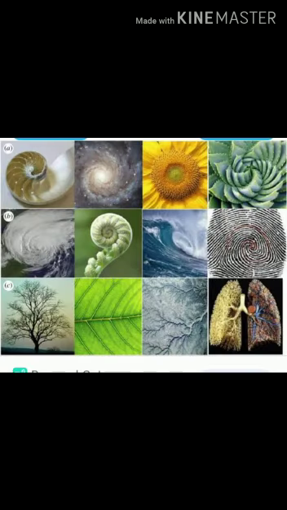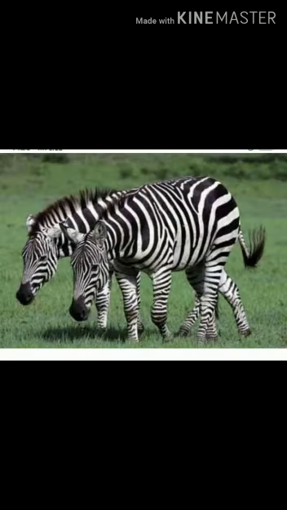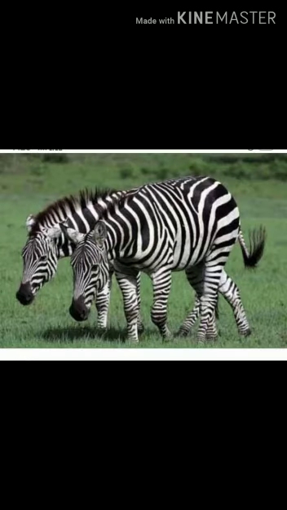Dear students, we can see patterns in nature also. Many birds, animals, flowers, and insects are wonderful examples of pattern. We can see different types of patterns on their bodies. So, there are many objectives to learn about patterns.